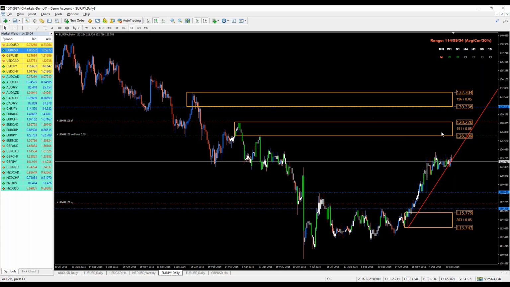This is the daily chart, so price could sit at this level for a week. Or, I mean, look how long it took here. When price got up to this area of supply, it sat at this area for 24 days. And so you have to be very, very patient when you're trading the higher time frames.